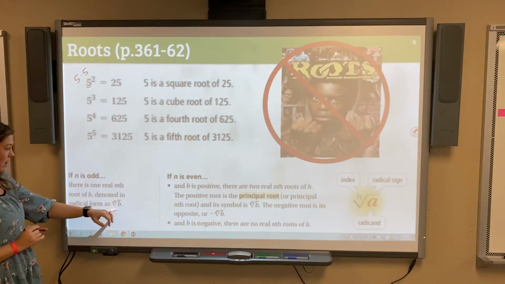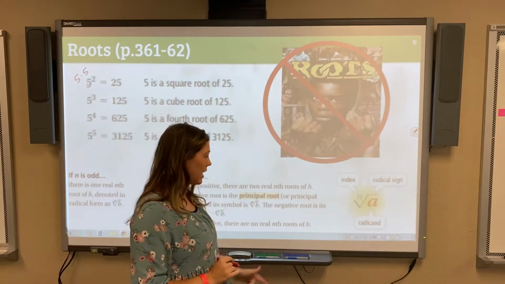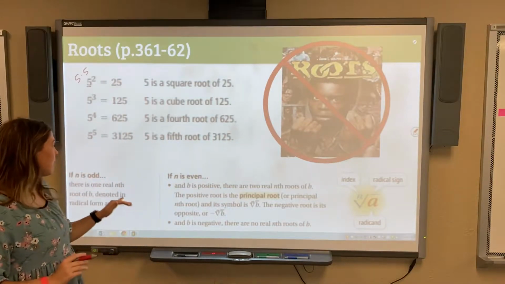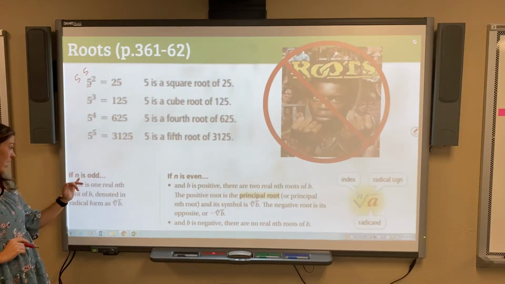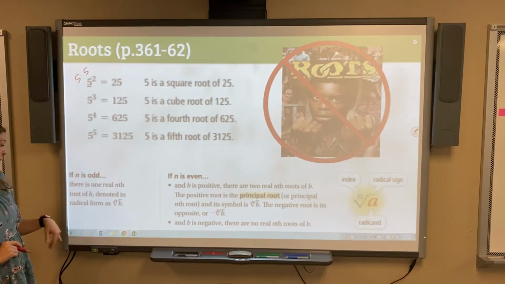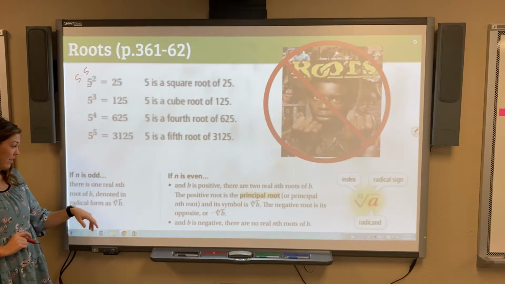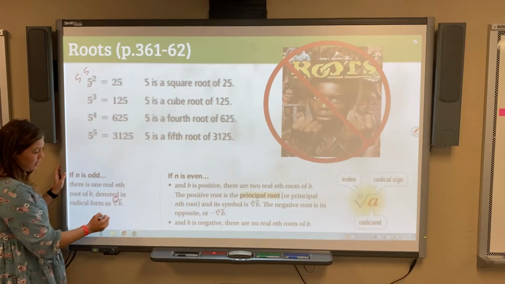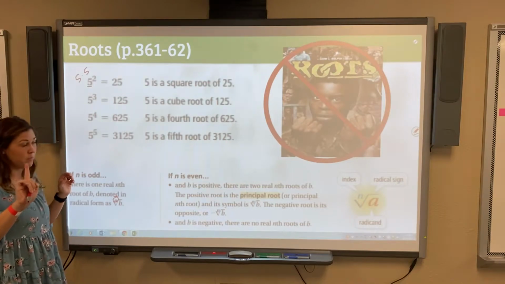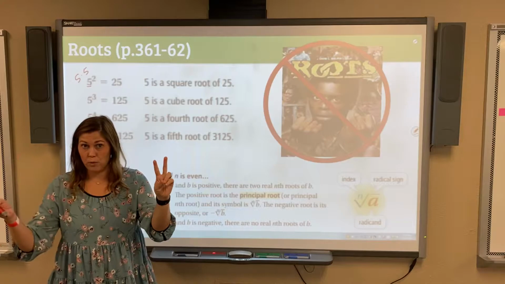And we're going to talk about this into our index and our radical sign and our radicand. So let me kind of talk about this. So if n is odd, that means there's one real nth root, okay? And the root of b is denoted by the radical form, the nth root of b. So if n is odd, this little number out here, if that's odd, that means there's only one real root, okay? If n is even, that means there can be either 2 real roots or no real roots, okay?